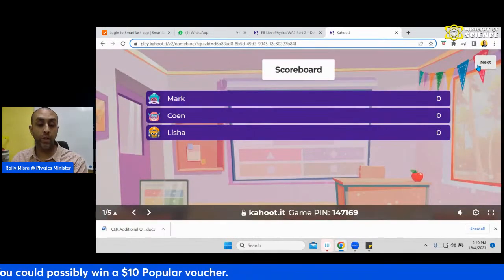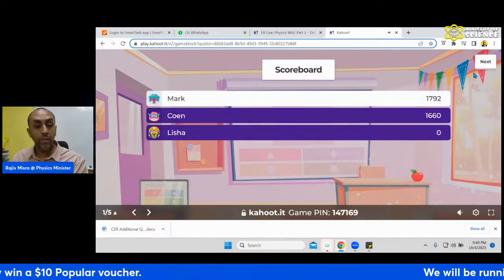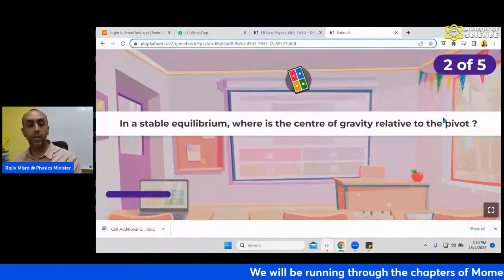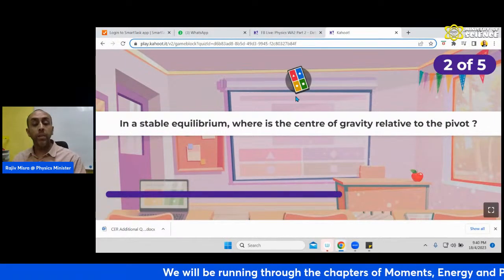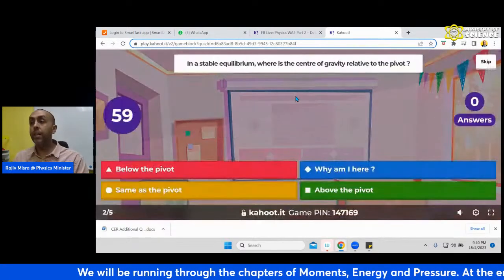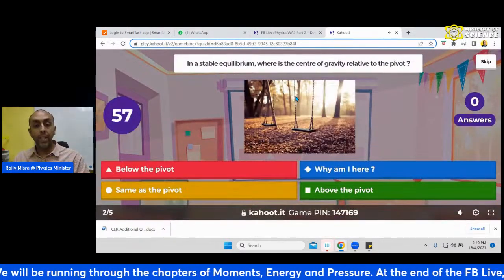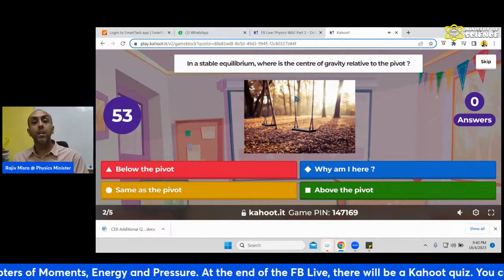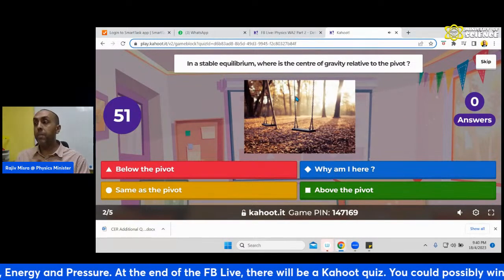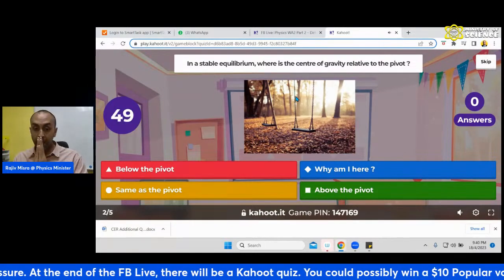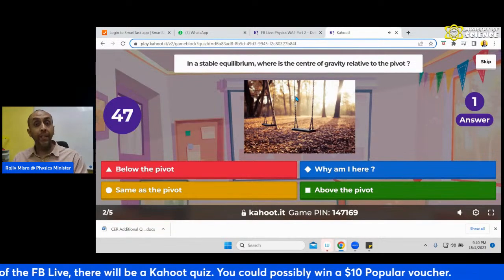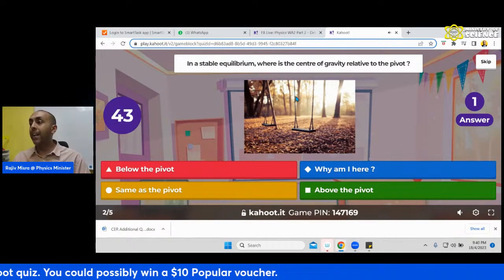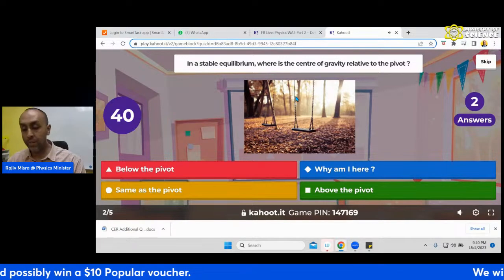All right, great job. Well done, Mark. Lisha, any question? I think Lisha, you forgot about the second point. In a stable equilibrium, where is the center of gravity relative to the pivot? I did mention this previously about the different placements, so I'll just share with you guys. Definitely, the blue answer is not it. That is one. I'll let you guys figure out the other options.